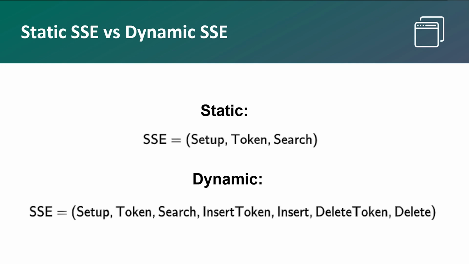If you want to insert or delete a document in the collection, a dynamic SSE scheme is required. There are 7 elements inside dynamic SSE, which are setup, token, search, same as a static SSE, plus insert, insert token, delete, and delete token. If you want to insert a document, you also need a new token to find it. In deletion, it's the same.